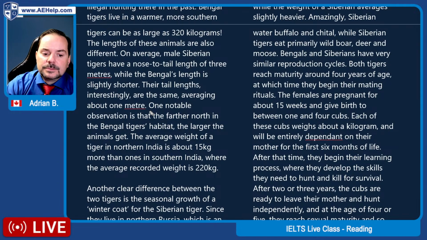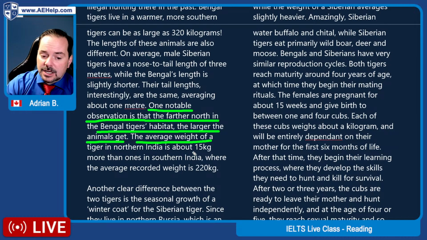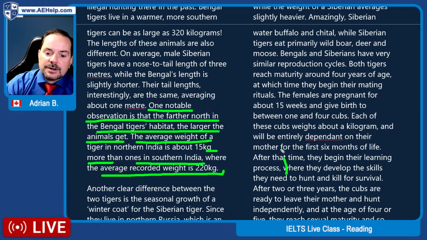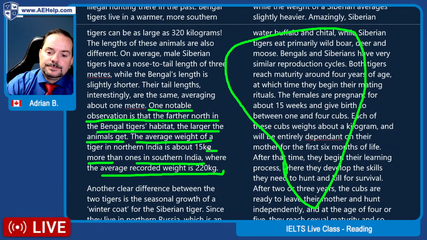Read with me again. One notable observation is that the further north in the Bengal tiger's habitat, the larger the animals get. The average weight of a tiger in northern India is about 15 kilograms more than the ones in southern India, where the average recorded weight is 220 kilograms. So this means that if I'm thinking about India, I'm just going to do a very simple map of India here.